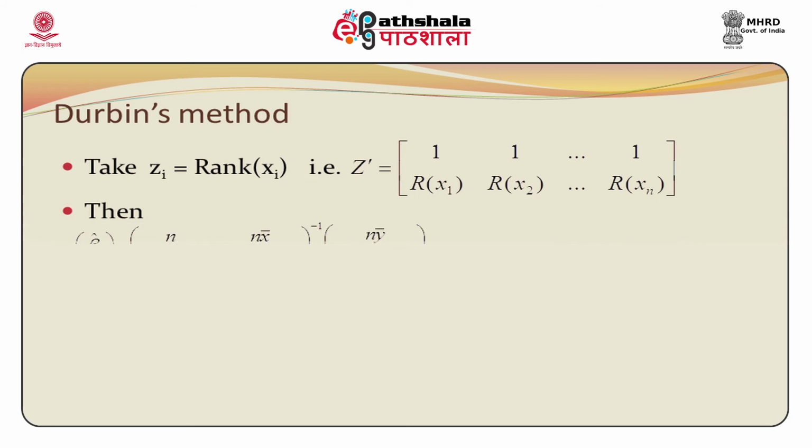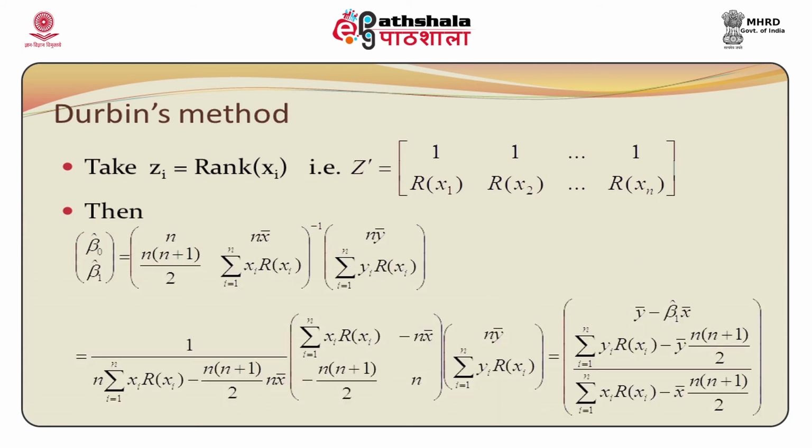Durbin suggested that you take as an instrument Zi, which is the rank of xi. So, instead of Wald and Bartlett's method, where they take just minus 1 for all the small values and plus 1 for the large values, Durbin says that you just take the rank. Therefore his Z has first column 1 and second column the ranks of the xi. And again, if you look at the normal equations, the first element is going to be n as before, that is the 1 1 cell. The 1 2 cell is going to be n x bar.